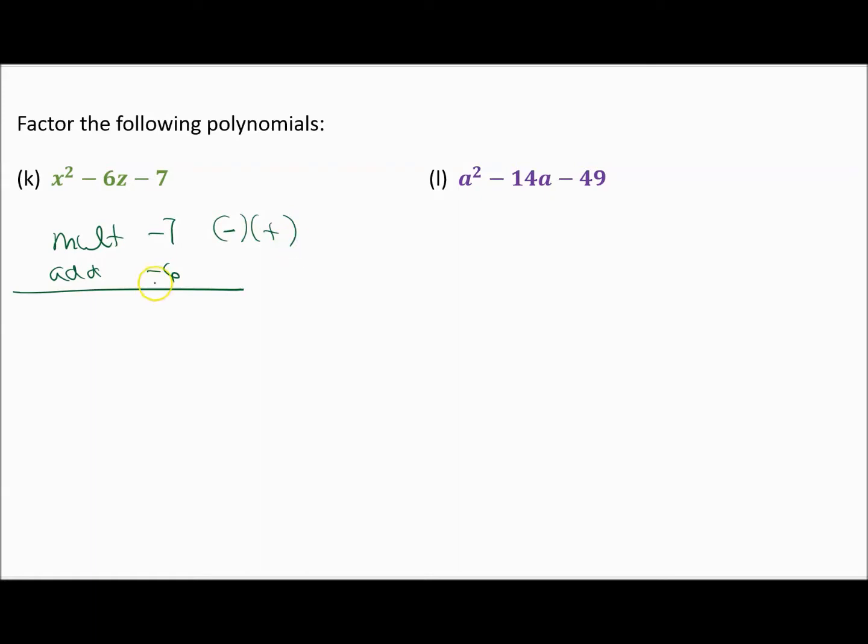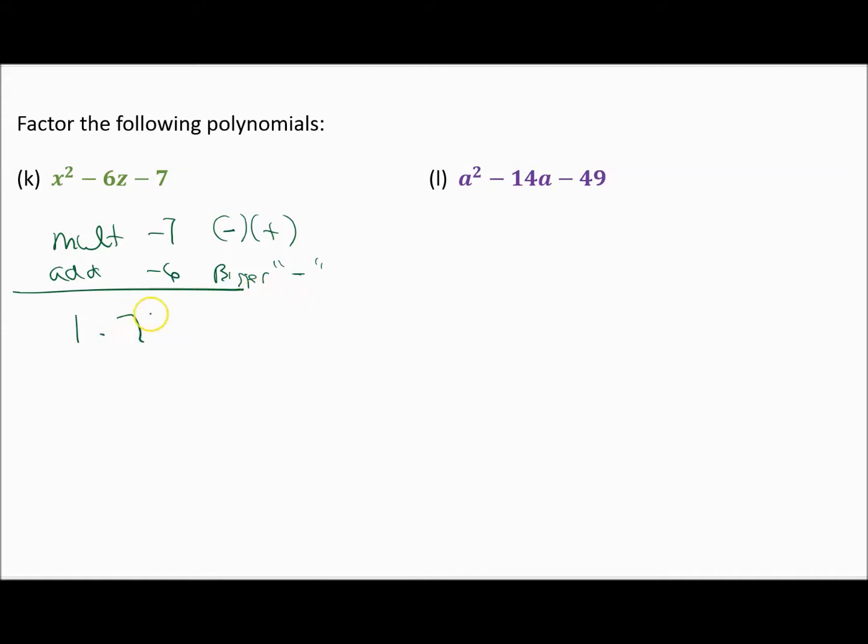And we know the bigger one's going to be a negative because it adds to be a negative number. Okay, so the bigger of the two numbers is going to be negative. Now let's just list things that multiply to be 7. Whole lot there, right? How about 1 and 7? And that's it. Nothing else multiplies to be 7.